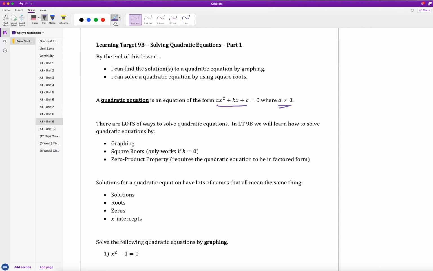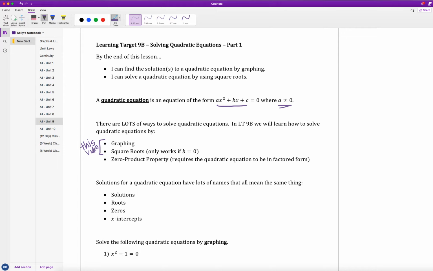Now there are lots of ways to solve quadratic equations, and in Learning Target 9B, we're going to look at 3 ways. In this video, we're going to look at graphing and square roots. In Part 2 of Learning Target 9B, we're going to look at how to solve using the zero product property, which is also going to give us a nice refresher in factoring quadratic equations.